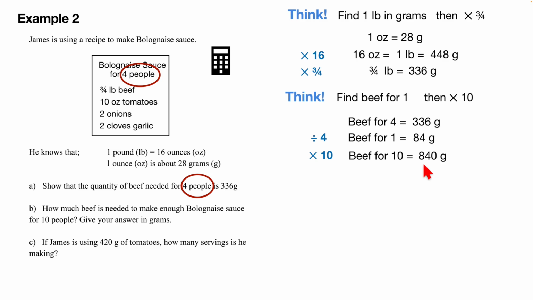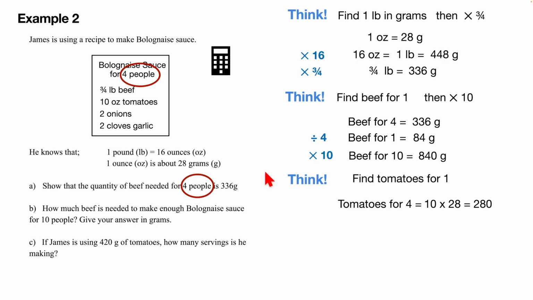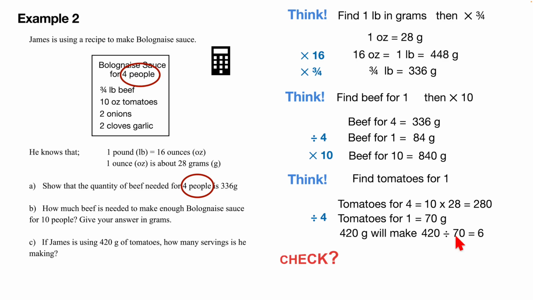James is using 420 grams of tomatoes. How many servings is he making? Oh, it's the old question now. We've got all these tomatoes. Right, find tomatoes for 1 portion. Tomatoes for 4 is 10 ounces times 28 grams, which is 280 grams. Divide by 4, tomatoes for 1 is 70. We're using 420, so that'll make 420 divided by 70 equals 6. Nice round number. Always like that.